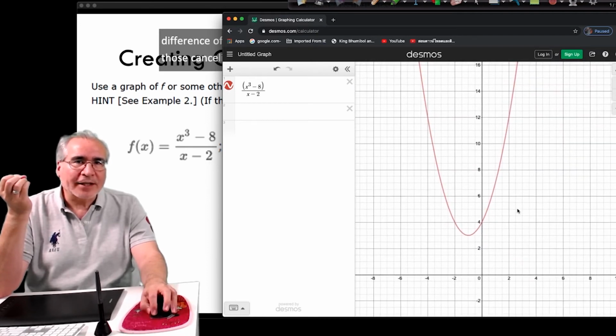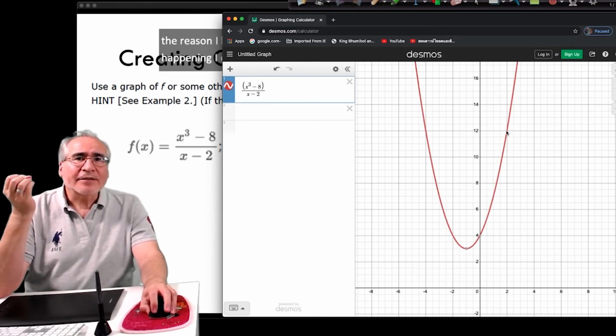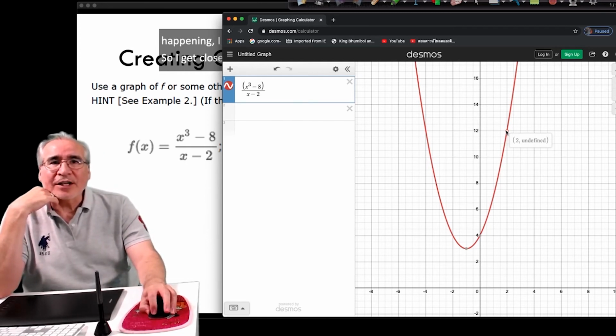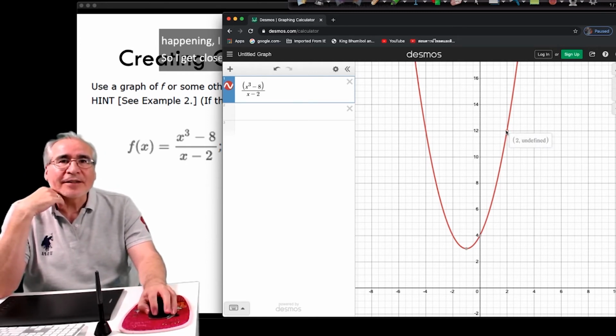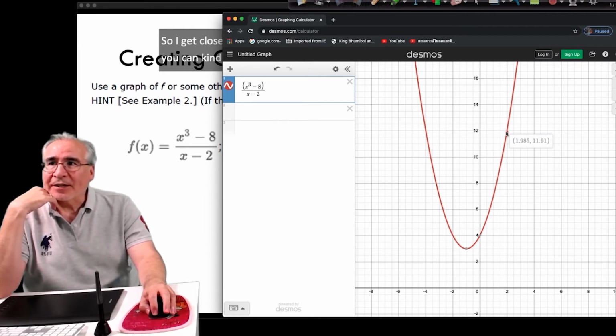This is the other reason I like Desmos. You can just drag it down. So when x is 2, look, it's happening. I can click here. As I get close to 2, at 2 it is undefined. So there is actually a hole there, and you can kind of see the value is open, isn't it? If I move off it, I get closed.